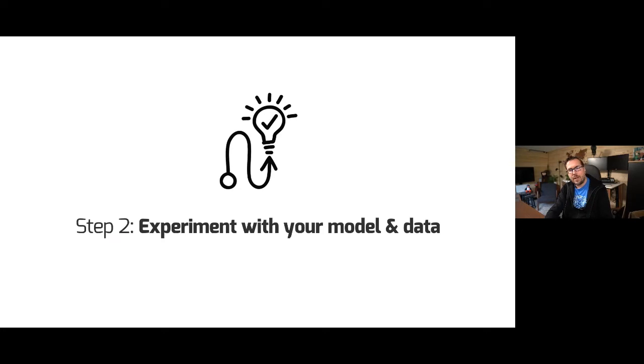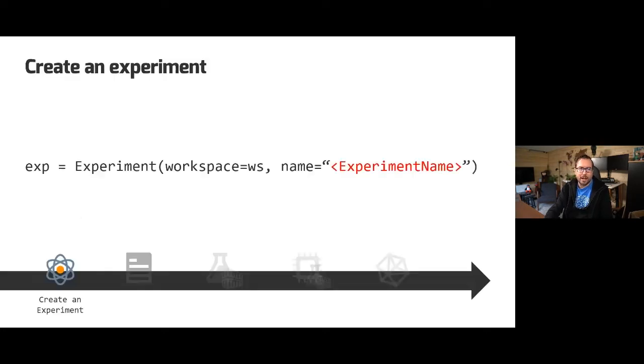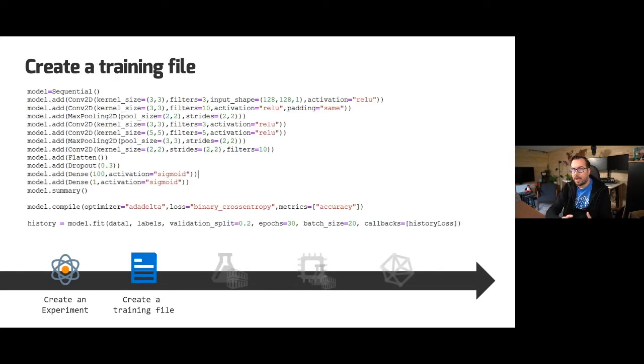Now we have to start experimenting with our model and our data. First we create an experiment. Second, we create a training file. And this is the file where all the magic happens. For our example, I went to the website from PyTorch. I downloaded the classification example with transfer learning, and I just picked up that script. I will show it to you in the demo. And then I'll also show you what changes are made so the script could run perfectly on Azure Machine Learning.